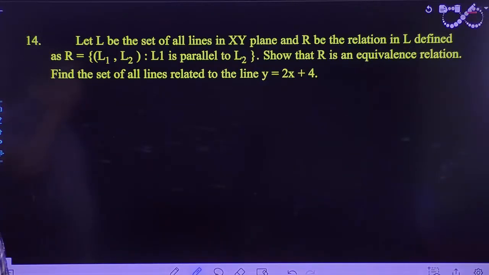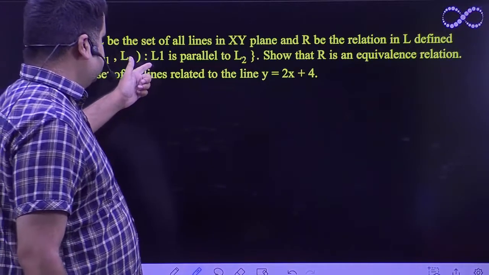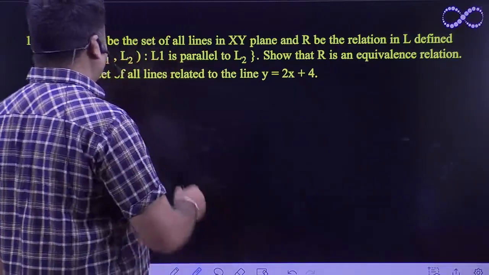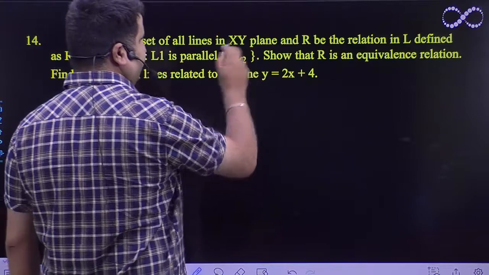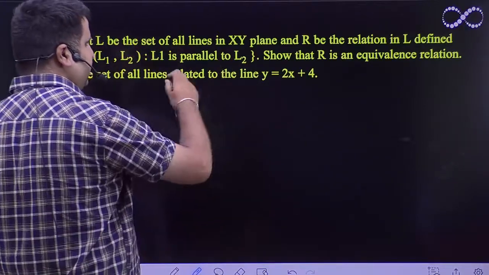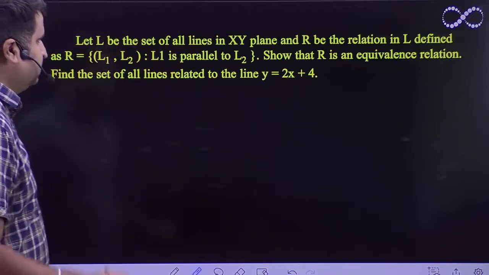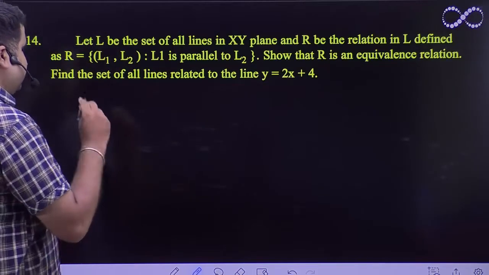L1, L2 is a relation such that L1 is parallel to L2. And L is the set of all the lines in the XY plane. And this is a relation R. Show that R is an equivalence relation. Okay, this is pretty simple one.